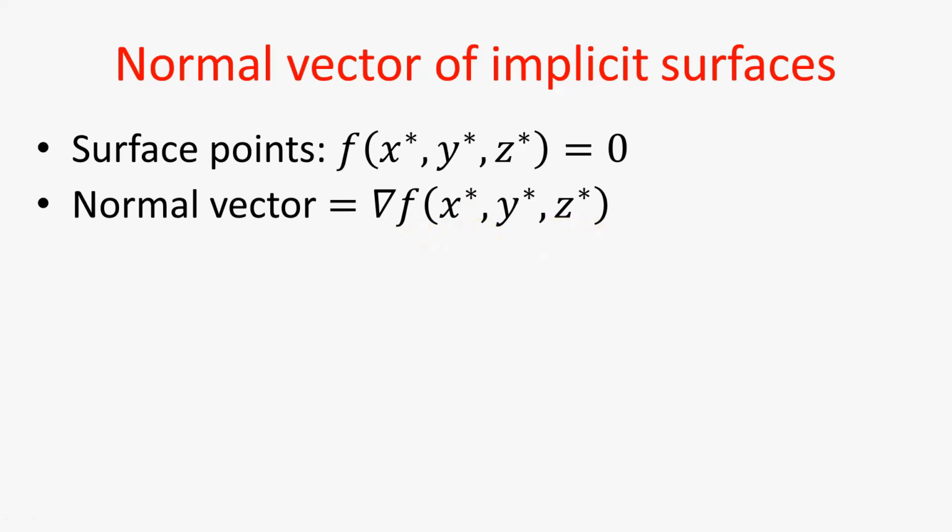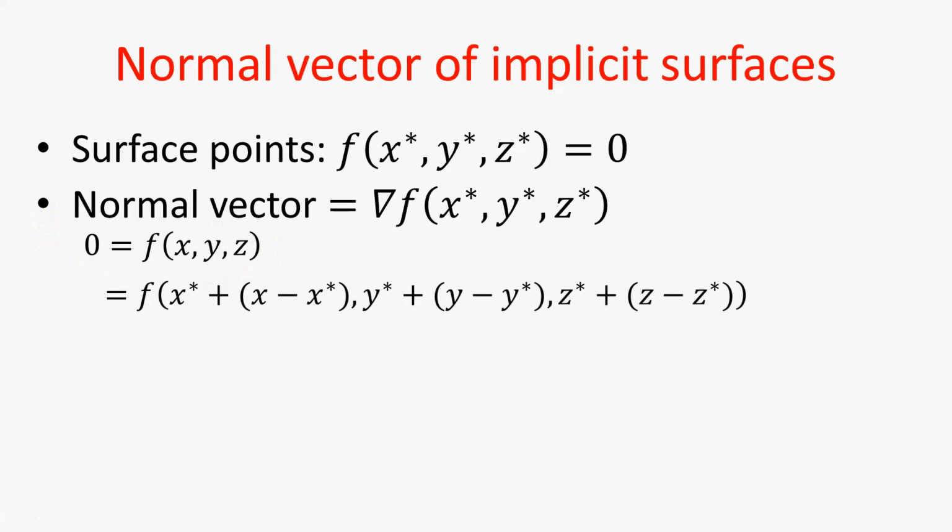Why is it so? Let's consider the surface. So we take the equation of the points of Cartesian coordinates x, y, z that are on the surface and assume that these x, y, z Cartesian coordinates are in the neighborhood of a given point x star, y star, z star, and this given point is also on the surface.